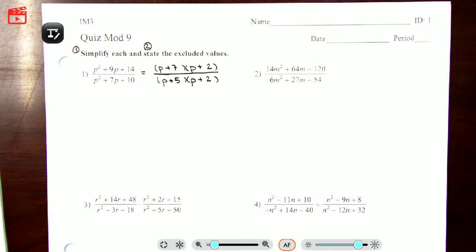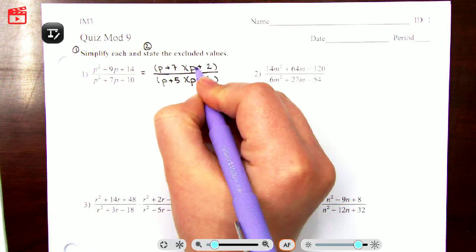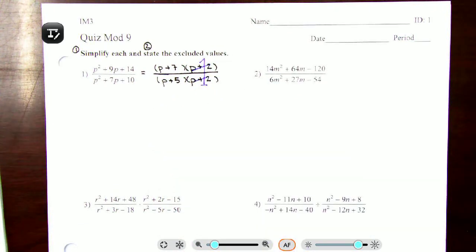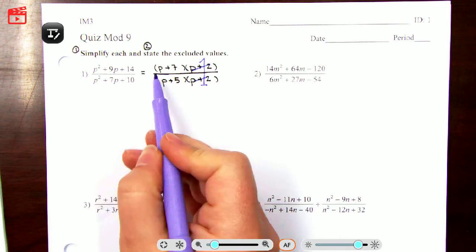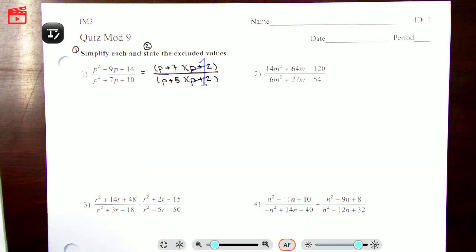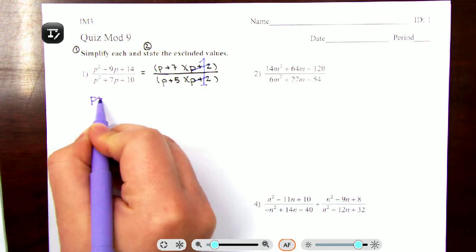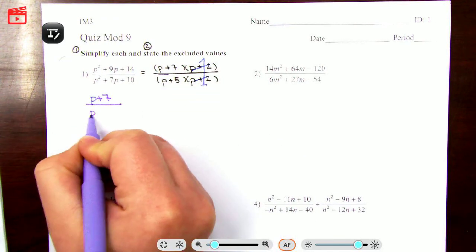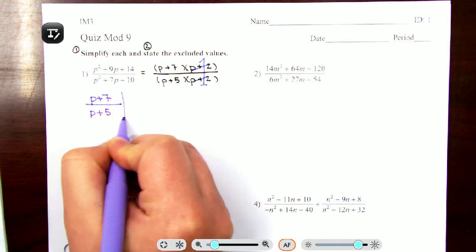So if we have p plus 2 divided by p plus 2, that just crosses out and gives us a big old 1. Then p plus 7 times 1 is just p plus 7. P plus 5 times 1 is just p plus 5. And you have your answer.